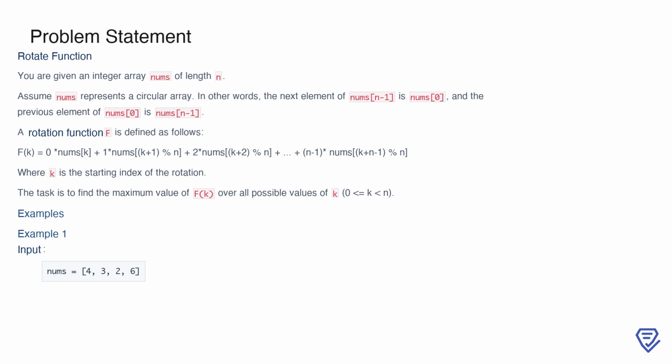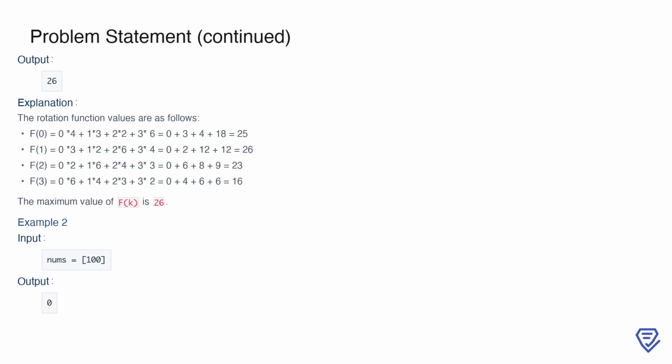Your task is to determine the maximum value of F(k) across all possible rotations, where k ranges from 0 to n-1. Let's take a look at some examples to understand this better. For the input nums = [4, 3, 2, 6], we need to calculate F(k) for all possible values of k. For k equals 0, the rotation function evaluates to 0*4 + 1*3 + 2*2 + 3*6, which simplifies to 0 + 3 + 4 + 18, resulting in 25.